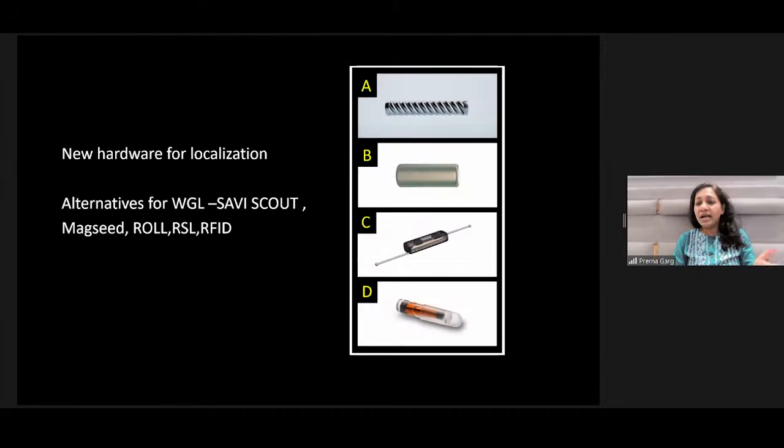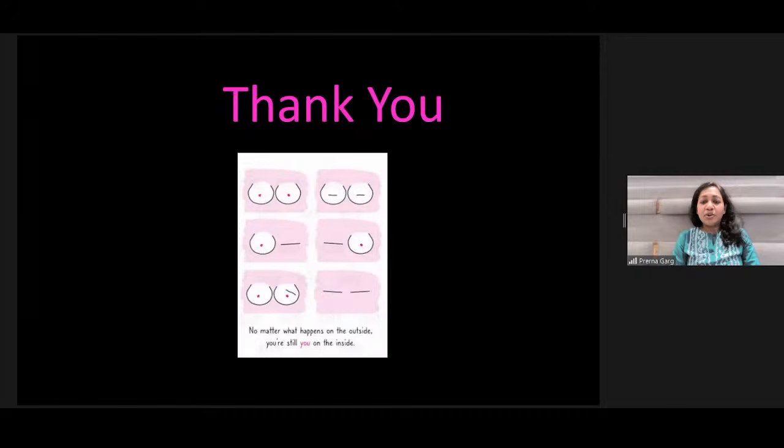The new hardware, I assume, will be discussed subsequently. Localization will also be discussed subsequently. So thank you for your attention. If you have any questions, you can ask me right away or later.